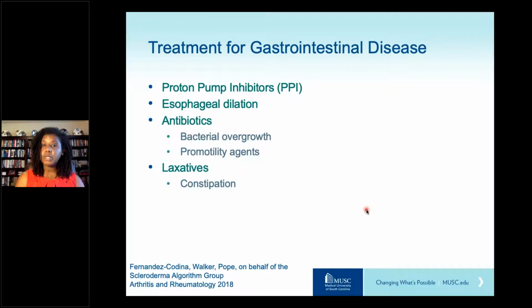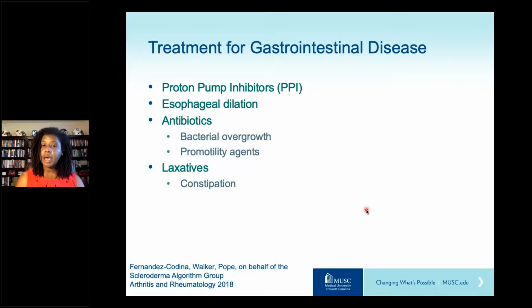Antibiotics often can be used for the gastrointestinal disease as well. Because scleroderma affects the movement of the gastrointestinal tract, bacteria can sit in this area and are allowed to populate and overgrow. And so one treatment for this is going through different antibiotics, kind of through a cycle, to help decrease the amount of bacteria that overgrows in the gastrointestinal tract.